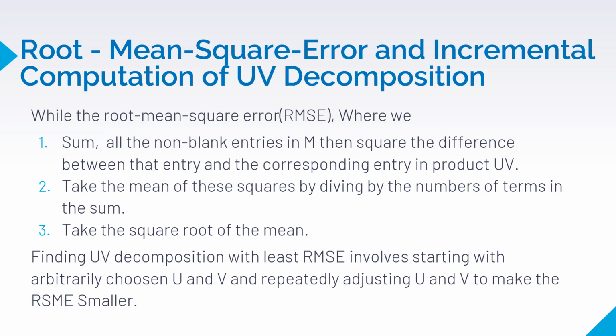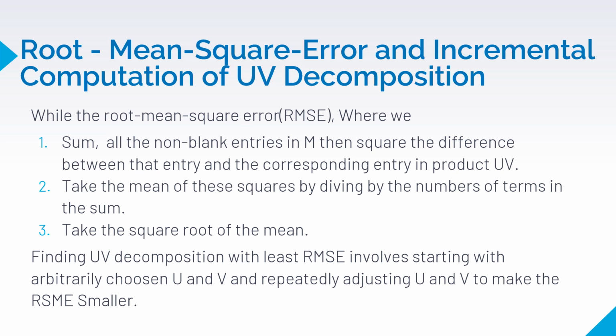Moving on, the final topic is root mean square error and incremental computation of UV decomposition. For the root mean square error, we sum over all the non-blank entries in M the square of the distance between the entry and the corresponding entry in the product UV. Then the mean of these squares is taken by dividing by the number of terms in the sum, and a square root of the mean is taken at the end. Minimizing the sum of the squares is the same as minimizing the square root of the average square, so we generally omit the last two steps in our running example.